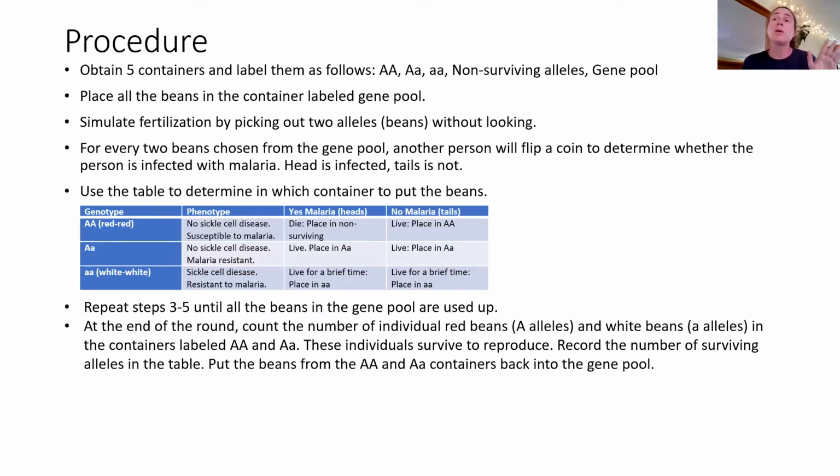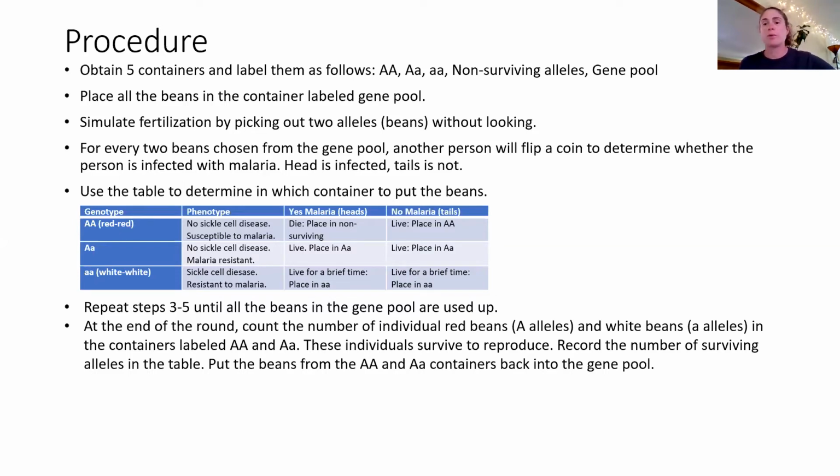But if you pick two big A alleles, so in my case, two blue beans, then you do need to flip because you don't have sickle cell disease. So as long as you stay malaria free, you will live. But if you get malaria, then you're going to die of malaria. So that's really when you need to flip.